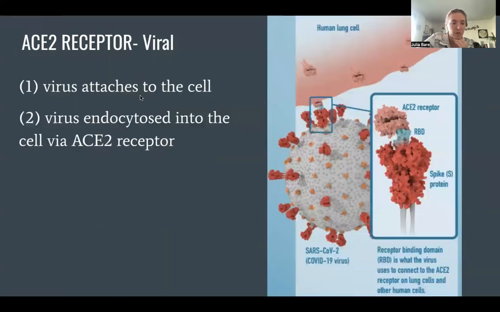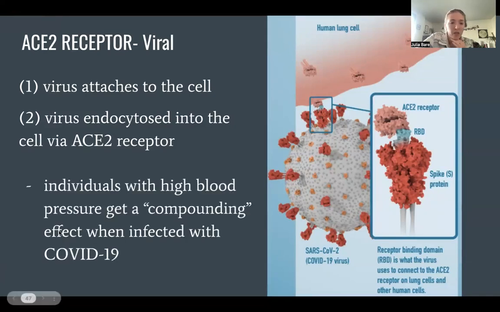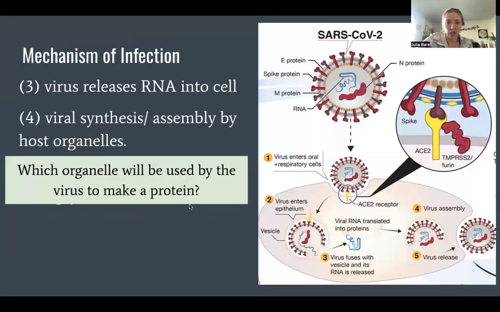Now, let's go back to the mechanism of infection. So the COVID-19 virus bonds to the ACE2 receptors in your human lung cells. Now, where do you have a high number of ACE2 receptors? In your lung cells. So this is why people typically have respiratory symptoms. Now, individuals with high blood pressure, they will get this compounding effect when infected with COVID-19, right? We just talked about that.